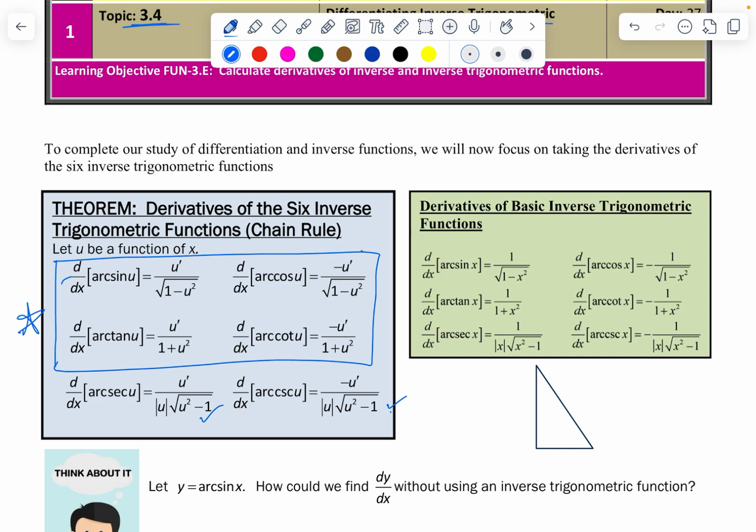This green box over here is going to be the derivatives of basic inverse trig functions. That means when the stuff that's inside the trig function is just x. And when that happens, when you're solving for this u prime right here, that's just going to be 1 because the derivative of x is just going to be 1.